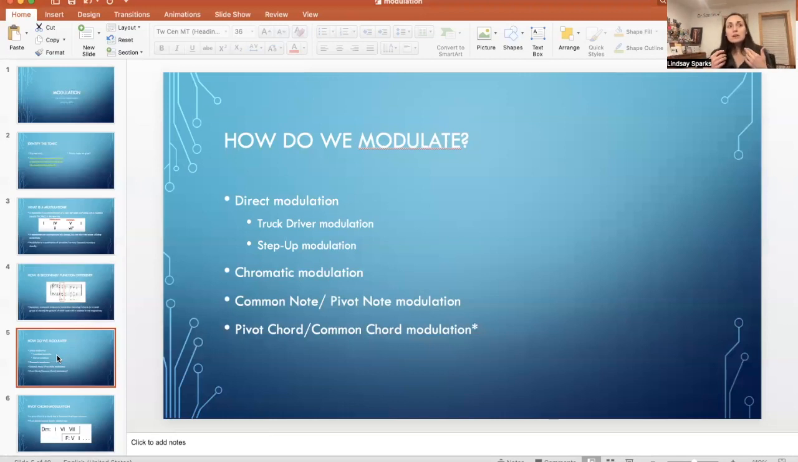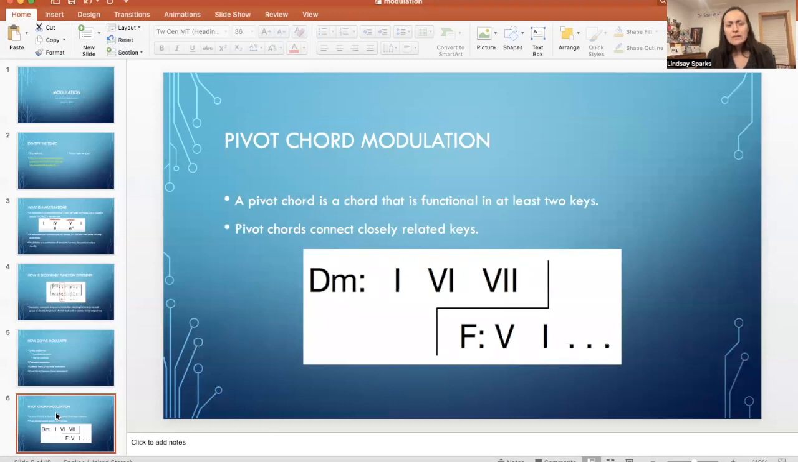What's the most useful type of modulation, and the one that we're going to talk about today, is the pivot chord modulation, also sometimes called the common chord modulation. So what on earth is this thing? This is where a pivot chord is used to literally be the bridge between the first key and the new key. So a pivot chord is a chord that functions in both the old and the new keys. They generally connect closely related keys.